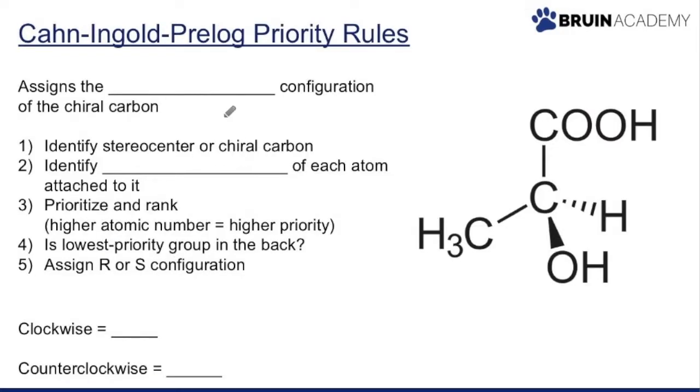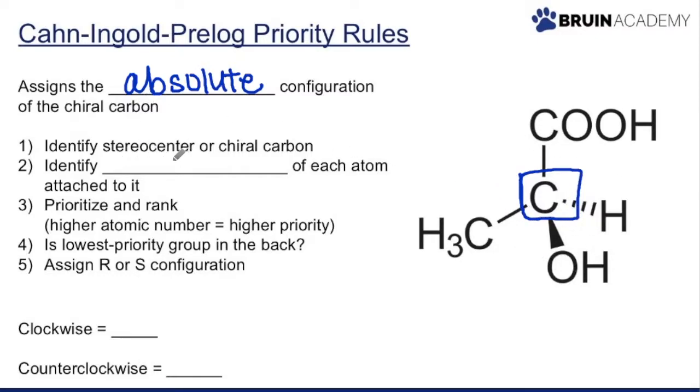To dive into the absolute configuration further, we're going to be talking about the Cahn-Ingold-Prelog priority rules today. This assigns the absolute configuration of the chiral carbon. To apply these rules, the first thing you need to do is identify what the stereocenter or chiral carbon is. Let's take a look at this molecule here on the right. You can tell right away that the chiral carbon is this one right here, as you can see with the 4 different attachments to it.